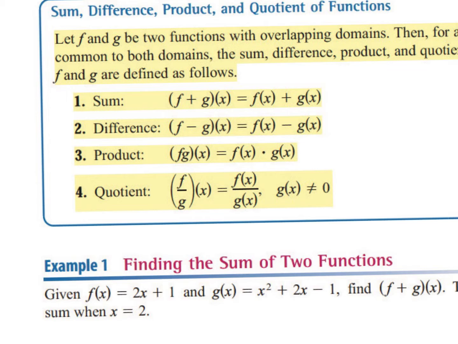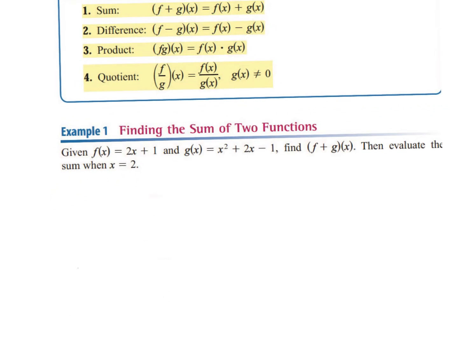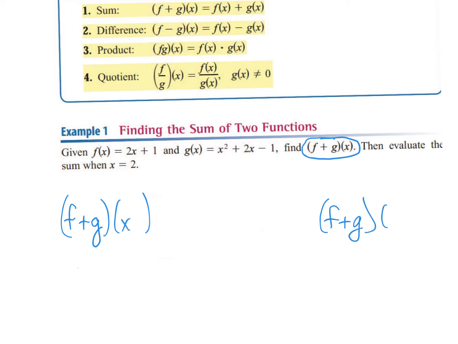Okay? When you are asked to find the sum of two functions, all right, I understand that this says something. I'm going to write this differently. There's two different ways that questions will be asked. They'll be asked in terms of x, where that means leave your answer in terms of x, or they'll be asked in terms of a number. So in this case, this first question says f plus g of x. I'm going to rewrite it right here. So f plus g of x. I'm going to write another question over here that says f plus g of 2.